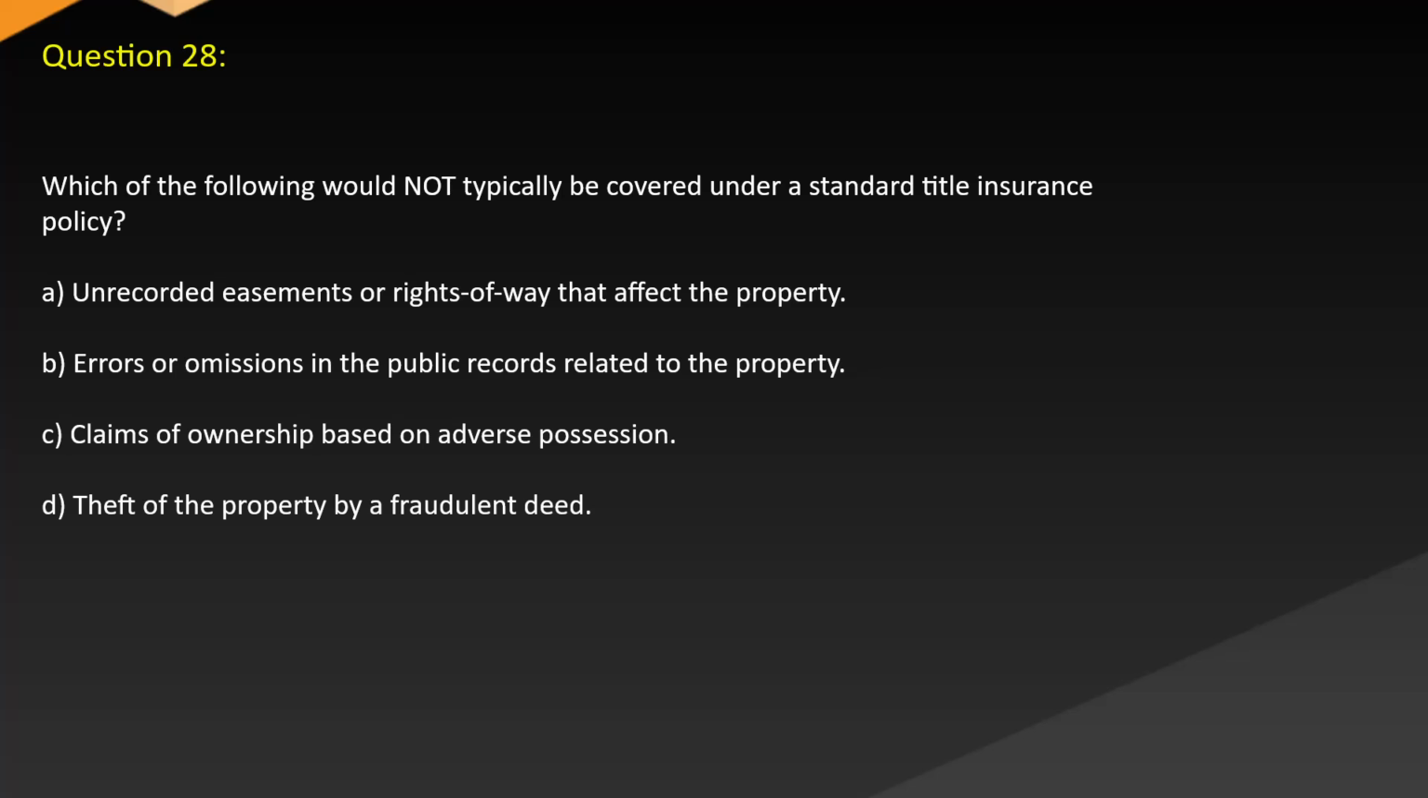Question 20. Which of the following would NOT typically be covered under a standard title insurance policy? A. Unrecorded easements or rights of way that affect the property. B. Errors or omissions in the public records related to the property. C. Claims of ownership based on adverse possession. D. Theft of the property by a fraudulent deed.